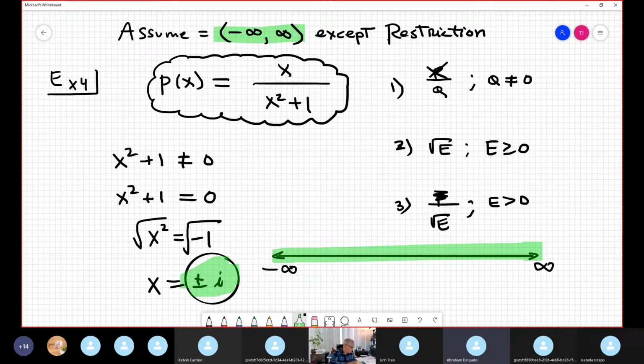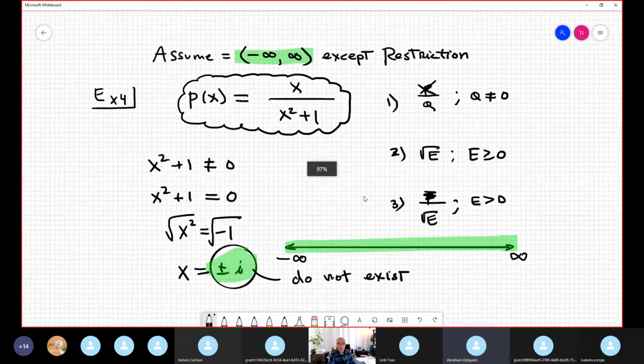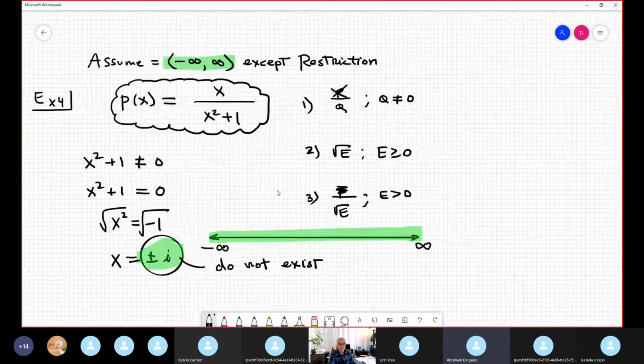It's classical in algebra: when something is complex or imaginary, it's because it does not exist. So this is equivalent to saying, somehow, the restriction does not exist. Therefore, we have no restriction, and the domain is all real numbers. Super good. I put this example because it's important to see it at least one time.